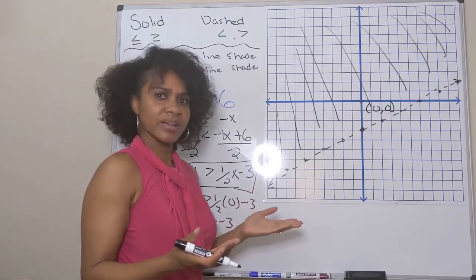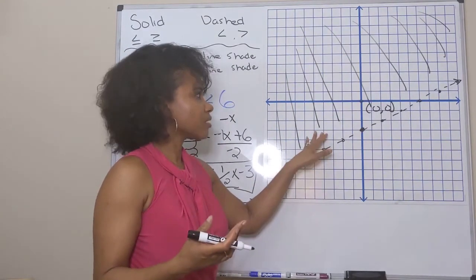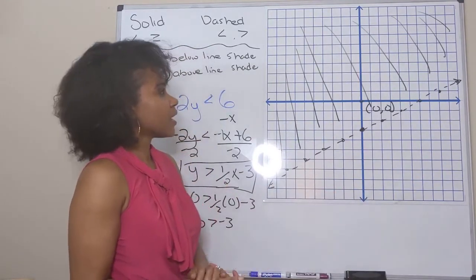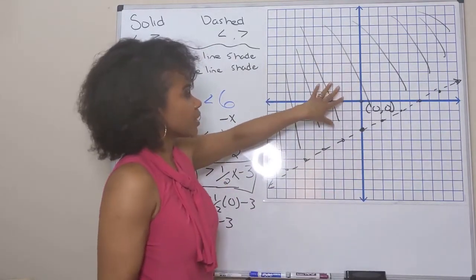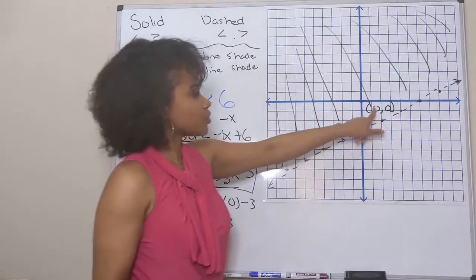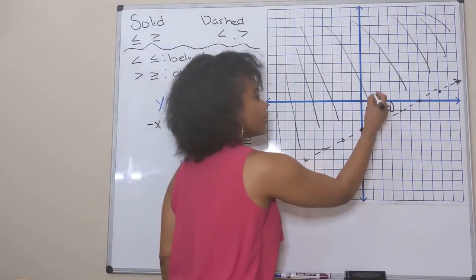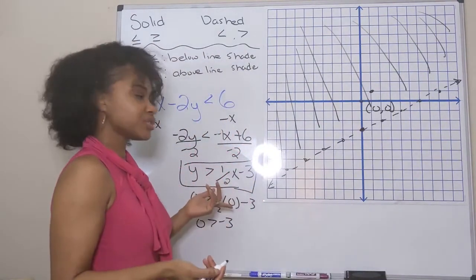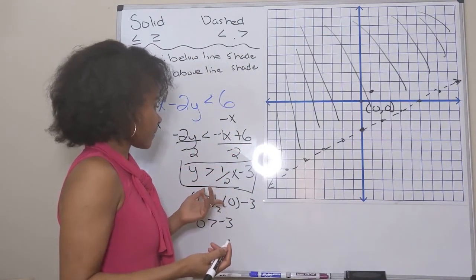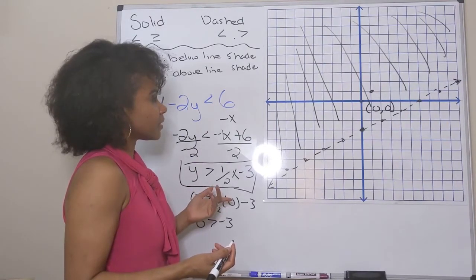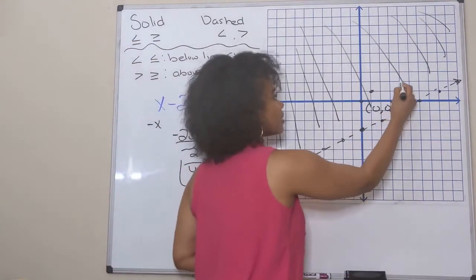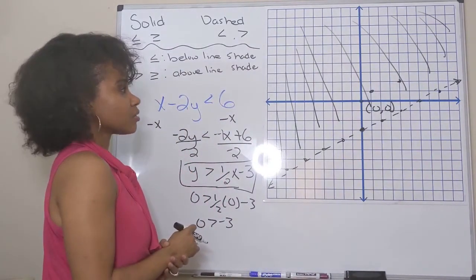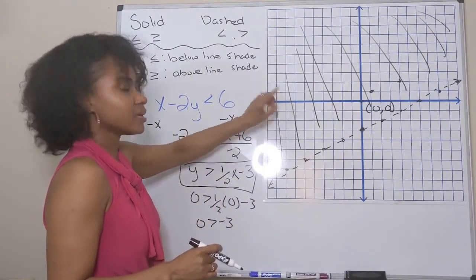Now let's take it a step further. What if we were asked to find some points that are a solution and that are not a solution? So any point on this graph would be a solution. So if I chose the ordered pair 1, 1, that would be a solution. If you plug it in, you should get a true statement. If I chose this point, that would be a solution. So any point on that side would be a solution.